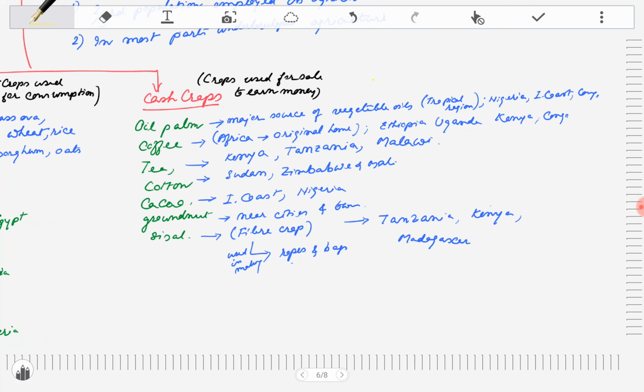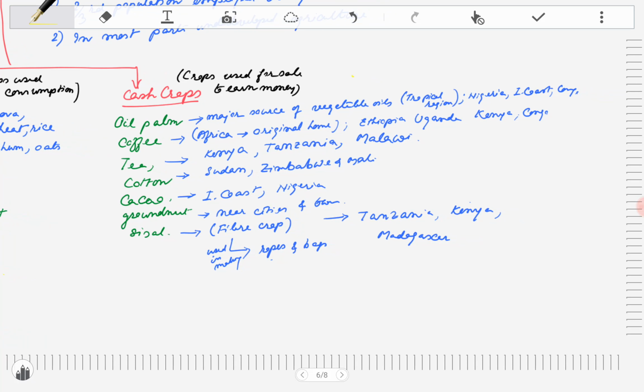And the cash crops that are found are oil palm, coffee, tea, cotton, cocoa, groundnut, and sisal. This means Africa sells these crops to other countries, to other continents, and earns some revenue from it. Now, oil palm is the major source of vegetable oils. It is found in the tropical region: Nigeria, Ivory Coast, and the Congo.